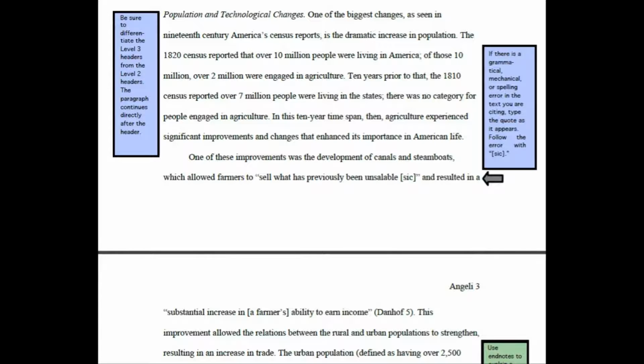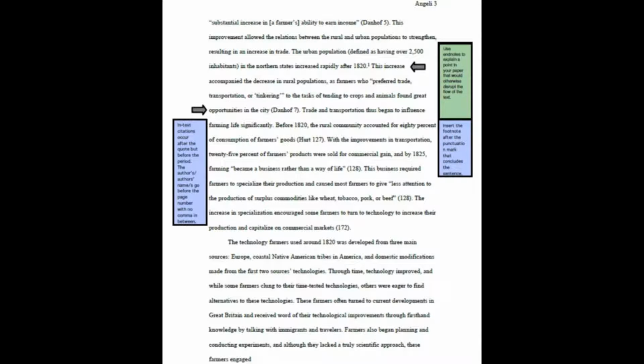Let's continue to look at page 3. So on page 3, we have several citations in that first paragraph. That first paragraph, of course, begins on the bottom of page 2. So we have Dan Hoff 5, Dan Hoff 7, Hurt 127, then 128, 128, 172. So what does this all mean? So in this one paragraph, we actually have more than one source that we're citing. You don't arrange your paper by source. You arrange your paper by the major supporting details.